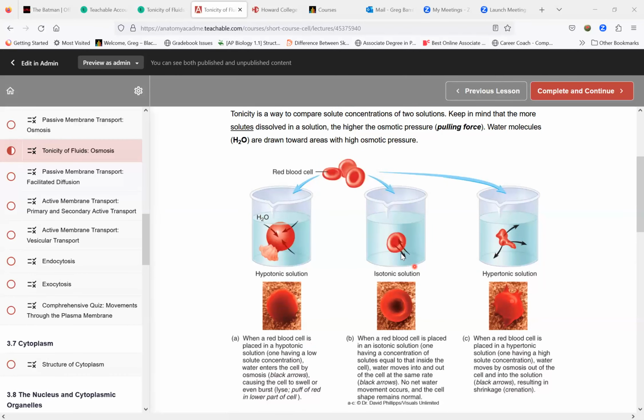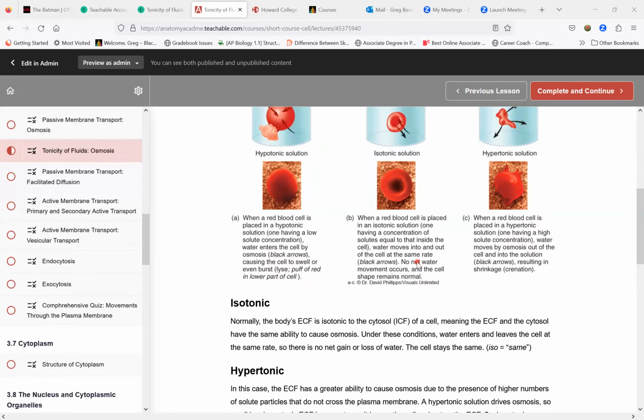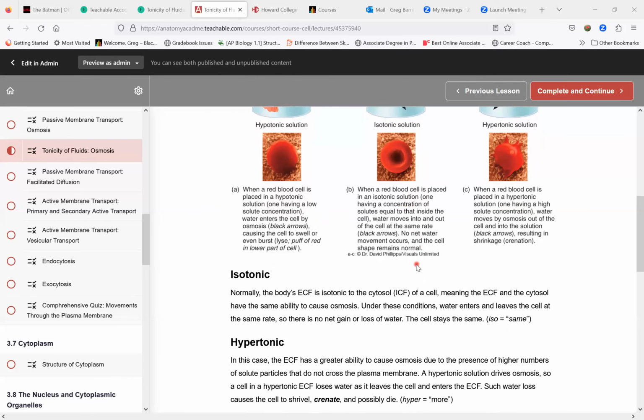Here is isotonic. Now, it's kind of showing both arrows, but if you read here, it says, when a red blood cell is placed in an isotonic solution, one having a concentration of solutes equal to the inside of the cell, water moves in and out of the cell pretty much at the same rate.